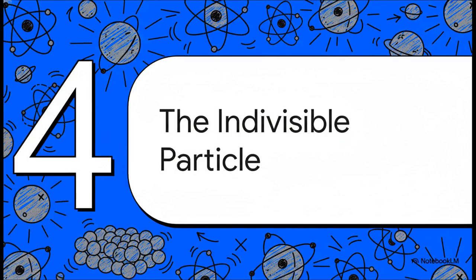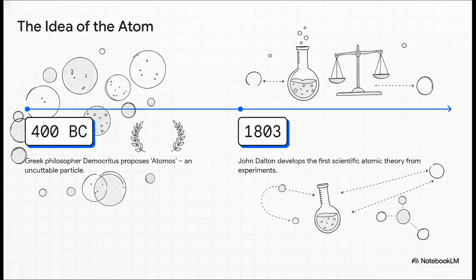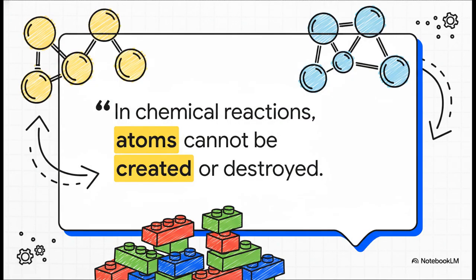So, part 4, the indivisible particle. It seemed like everything just came down to atoms. And for centuries, this was pretty much the end of the story. Scientists were convinced the atom was the final, indivisible piece of reality. And this idea is ancient. Around 400 BC, the Greek philosopher Democritus came up with the name atomos, which literally means uncuttable. But it wasn't until 1803 that John Dalton came along and turned this philosophical idea into an actual scientific theory based on real experiments.